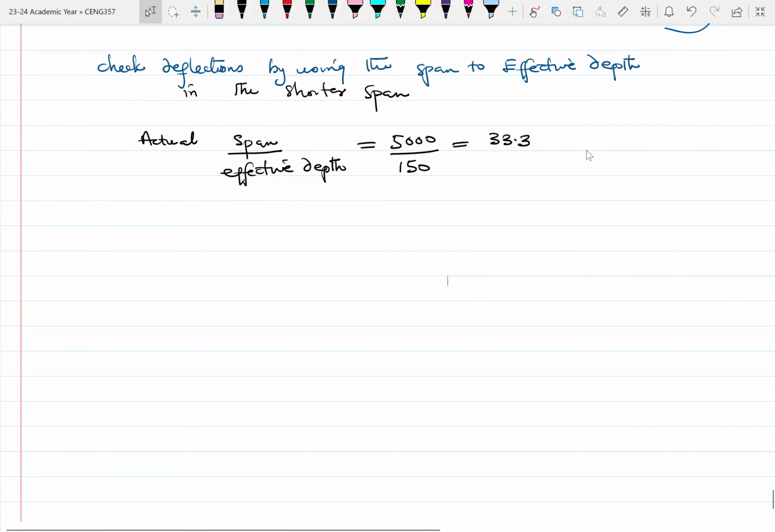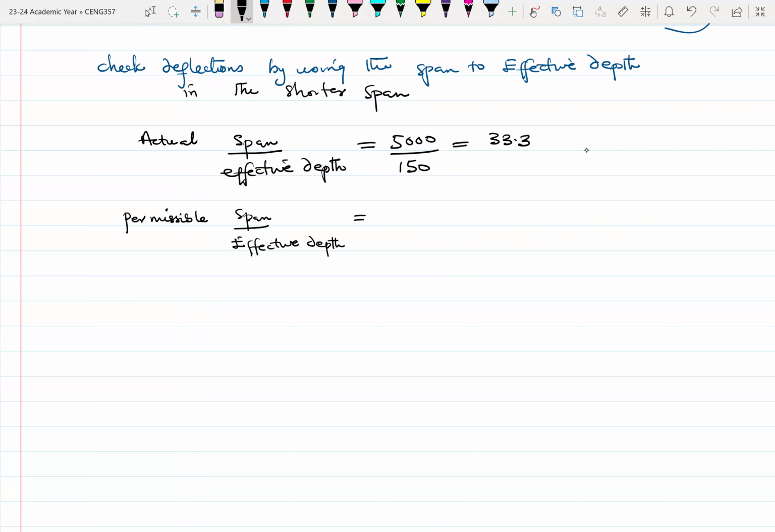Okay. So we need to find the permissible or limiting span to effective depth. And usually we go into the table. We've done this before and I don't want to spend too much time, but let me just look for the table and bring it back to refresh our memory. I think I found the table.